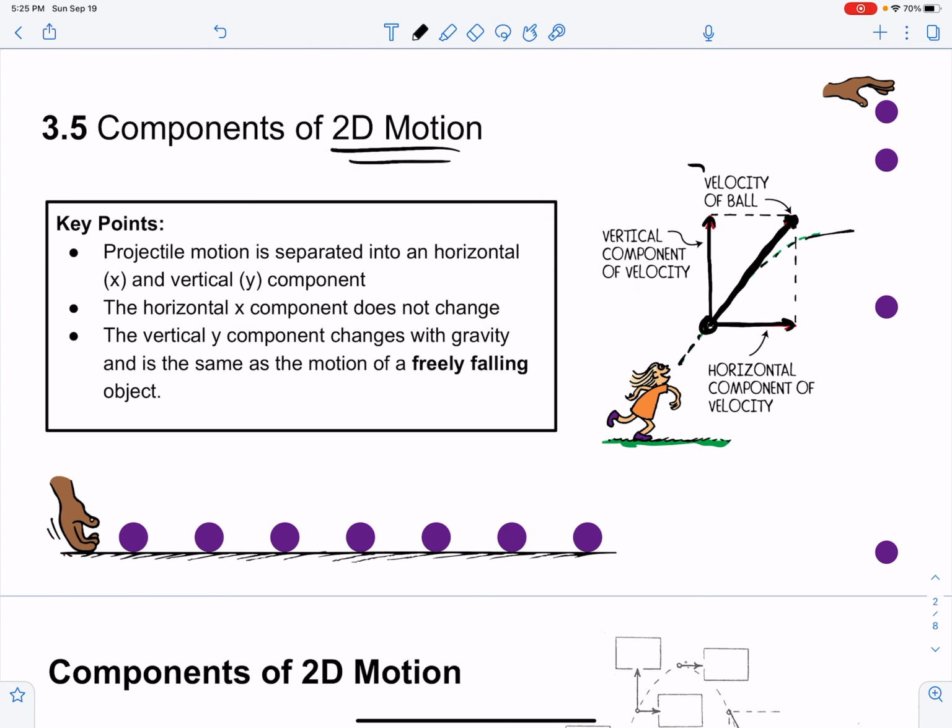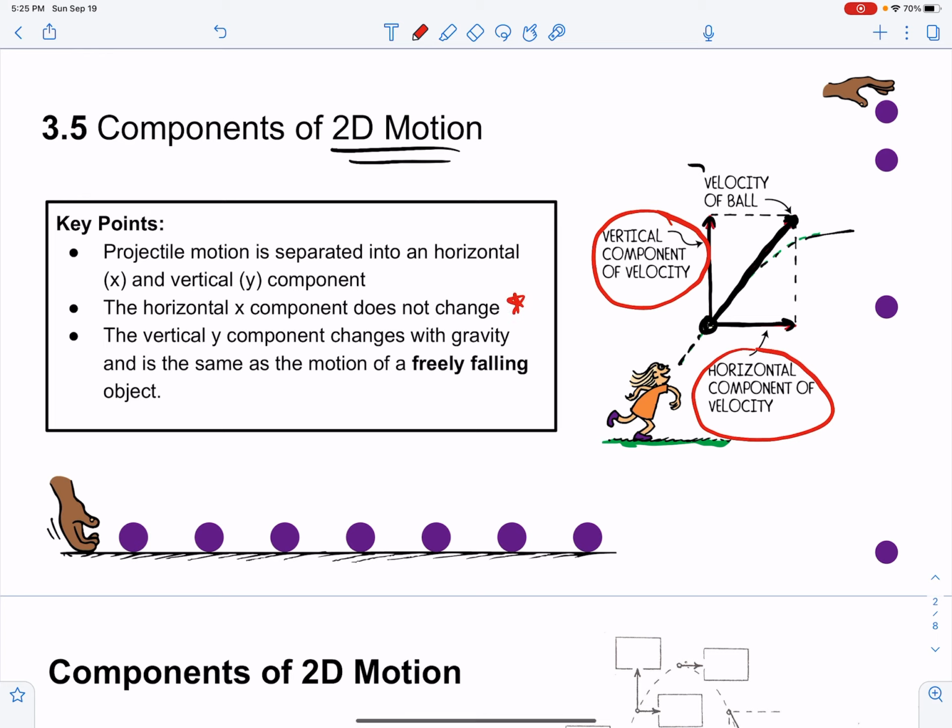Okay, and so as we solve these problems, we're going to focus on the vertical component, and then we're going to focus on the horizontal component. We like to simplify things in physics, take them one at a time, solve them that way, and life is a little bit easier. Okay, but why do we make that distinction?